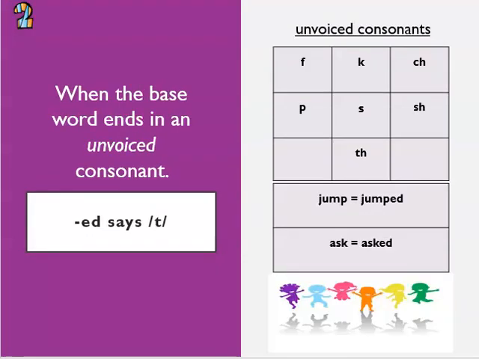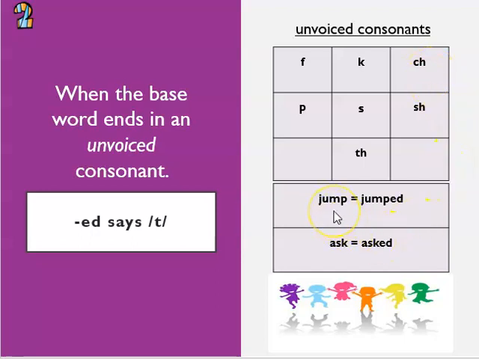When the base word ends in an unvoiced consonant, when you add the letters ED, it's going to say T. Look at the unvoiced consonants up at the top. Unvoiced means your vocal cords do not vibrate. The letter F, F, K, K. And again, you could try this by placing your fingers gently on your neck, by your throat, and saying these sounds. The CH makes the ch sound. You can feel that your throat, your neck does not vibrate.